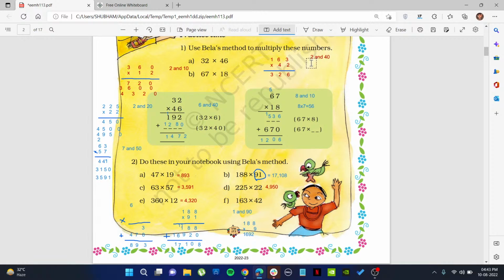And after solving for this 2, we need to solve for this 40. And here in this 40 we can see that there is a 0. It means that it is going to be 0 here. Now we need to multiply 163 with this 4. And on doing so we get 652. So let's write it here.